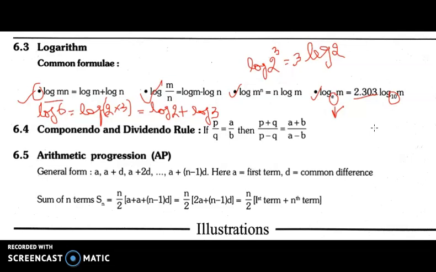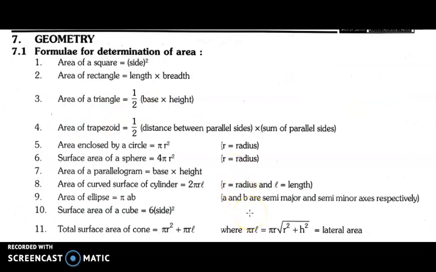The next is the componendo and dividendo rule. This you already know. If p upon q is equal to a upon b, we can write p plus q upon p minus q is equal to a plus b upon a minus b. In class 10th you must have learned this rule, componendo and dividendo, and in short we call it the C and D rule. We have also learned a lot about arithmetic progression in class 10th; we did a complete chapter on it. These are also the basic formulas. I won't be repeating them, you have already learned them. I'll just show them for a few seconds so that you can note them down.